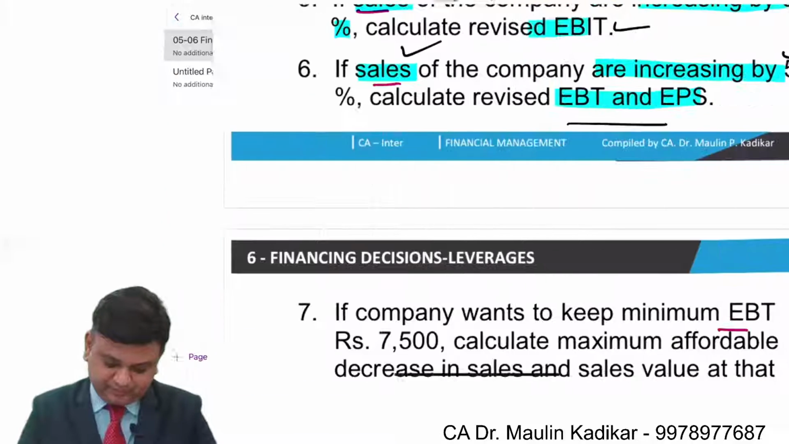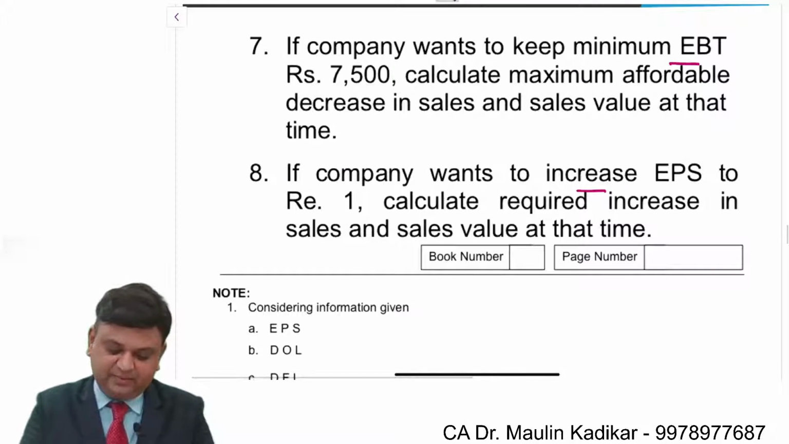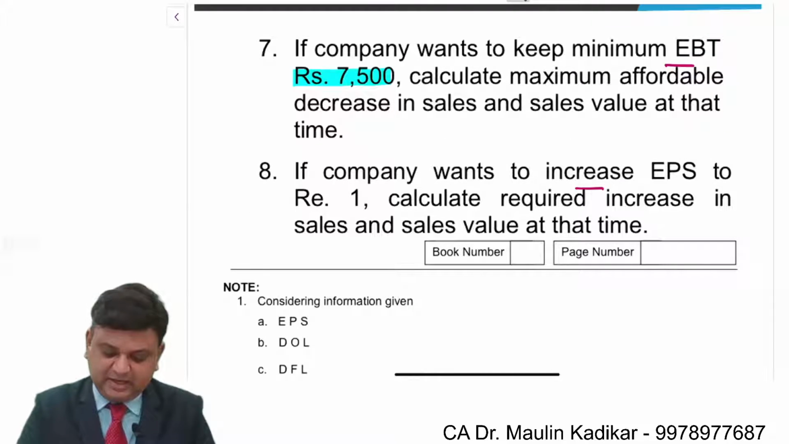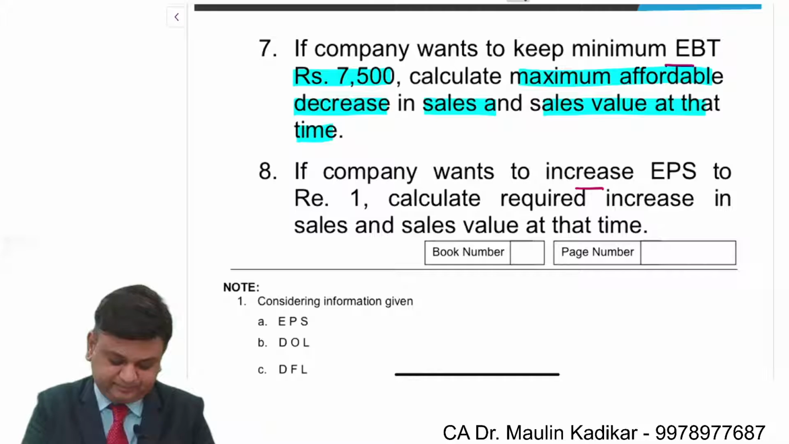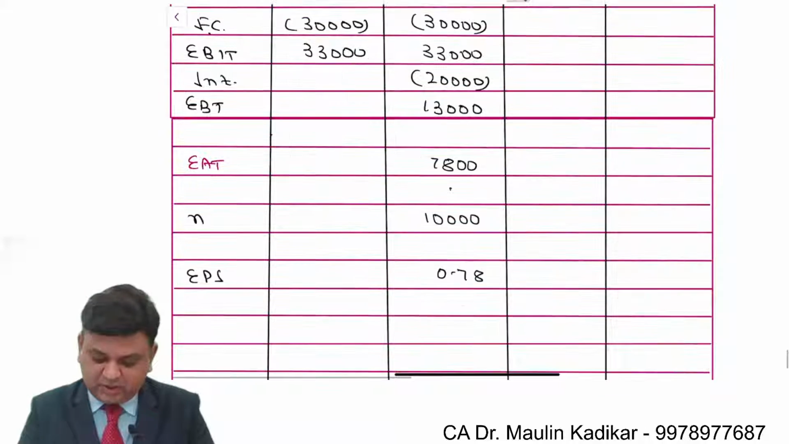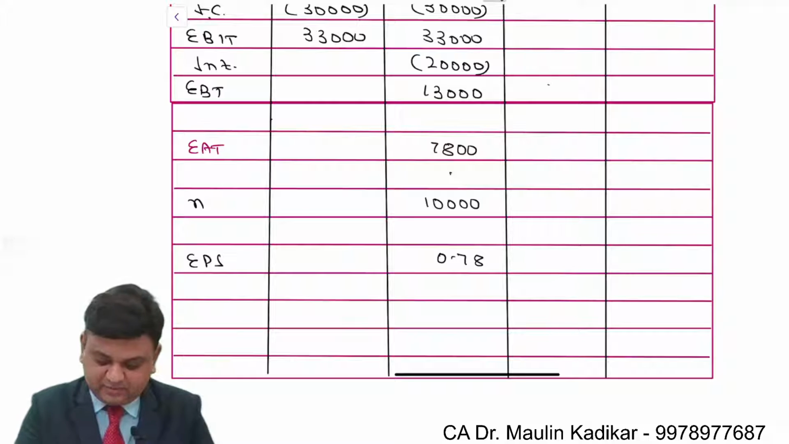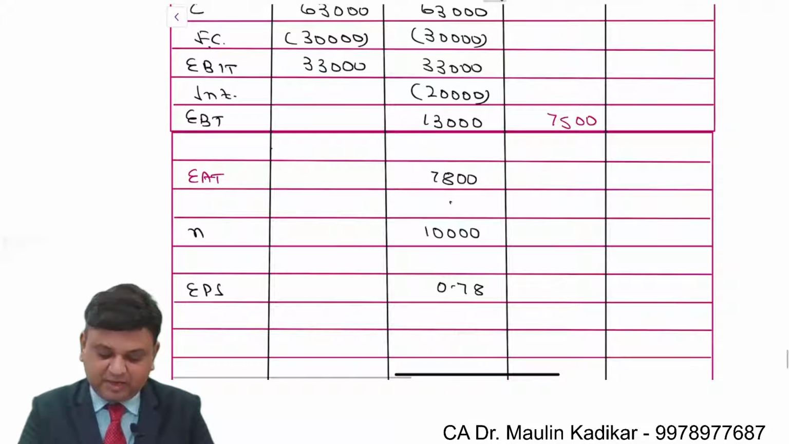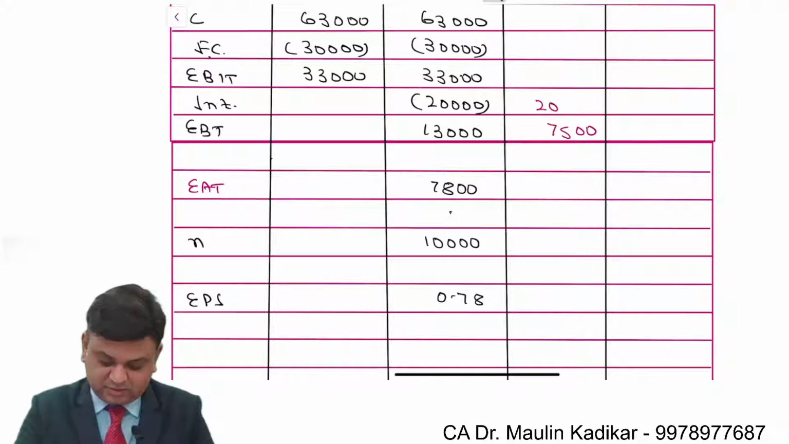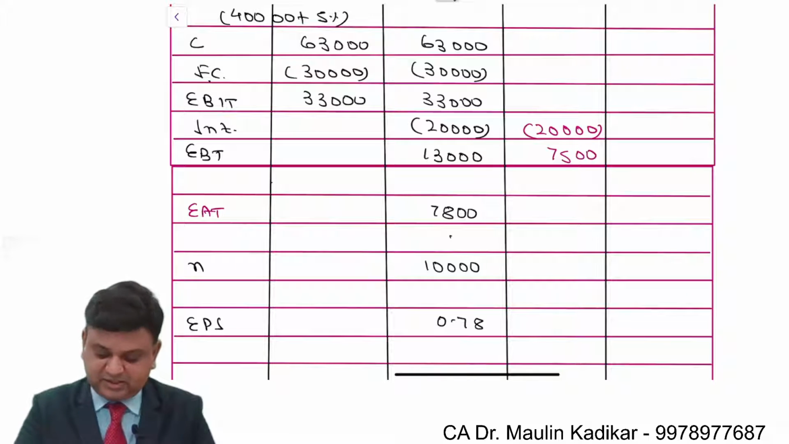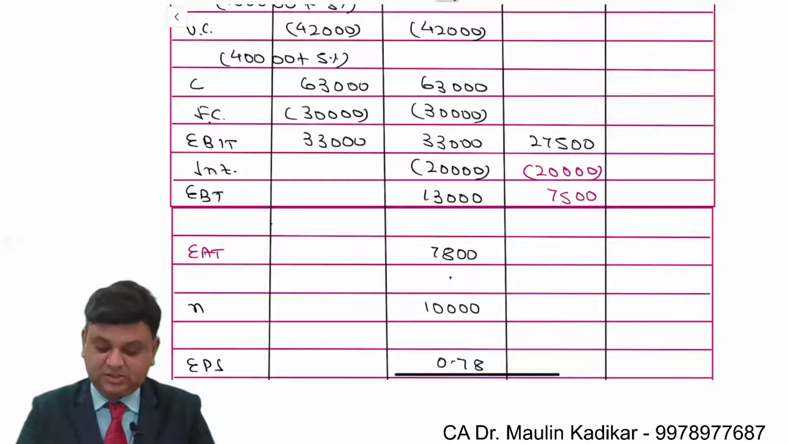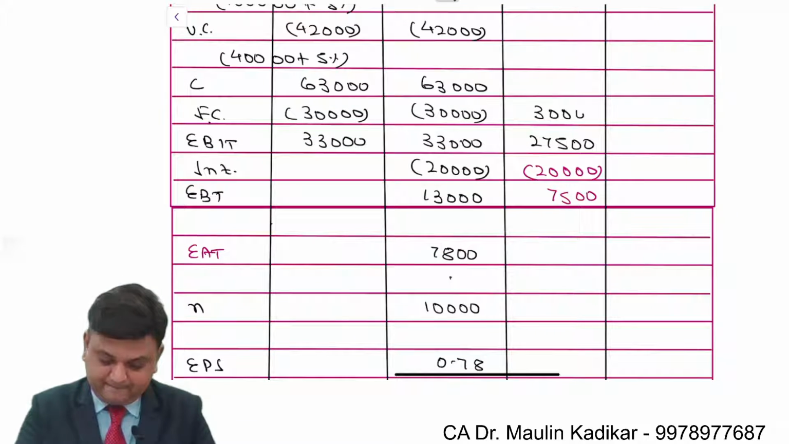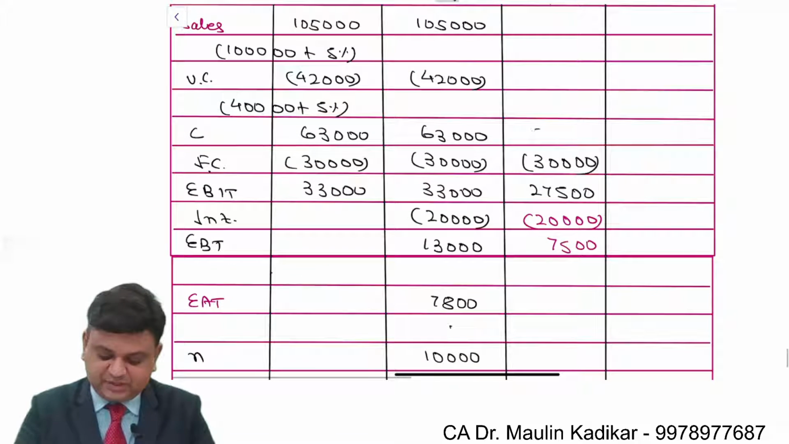Seventh question. The question says that the company wants to keep minimum EBT of 7,500. Calculate maximum affordable reduction in the sales and sales value at that time. So earning before taxes is provided to us as 7,500. The amount of the interest is not going to change, 20,000. Earning before interest and taxes is 27,500. You make a backward calculation. Fixed cost is 30,000. Contribution is 57,500.